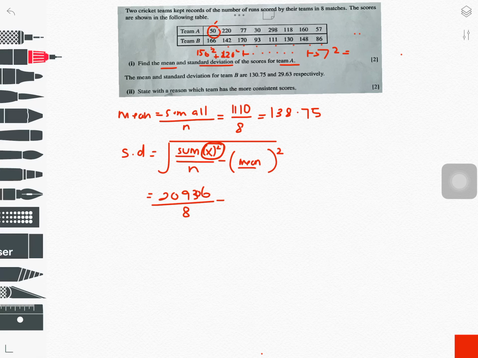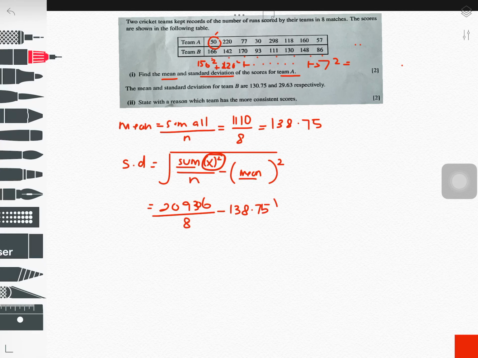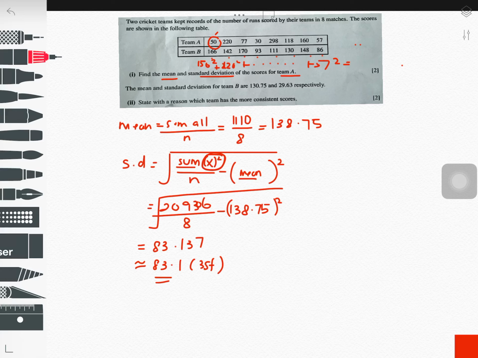over 8 minus your mean value is this. Write the exact value, yeah. Don't round it off. You round off, you get premature approximation. They penalize you. So standard deviation is 83.137. 3 significant figures, 83.1. It's a big difference. The standard deviation is quite big.